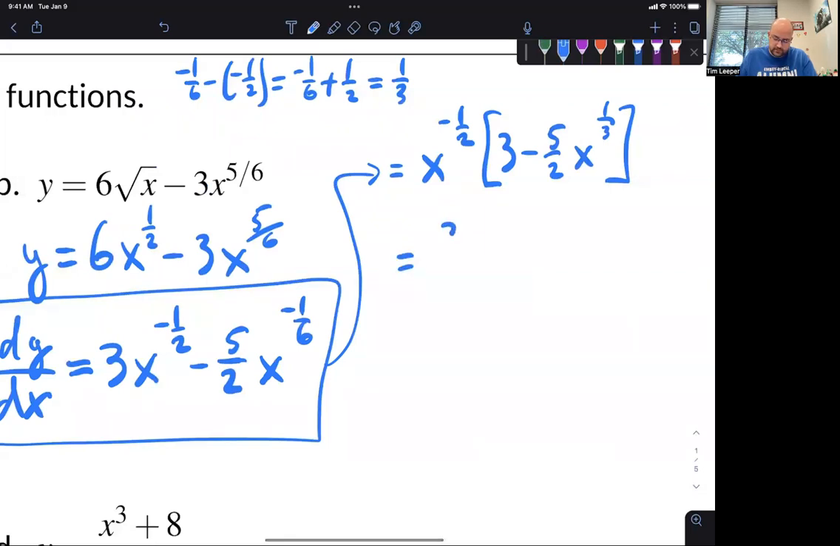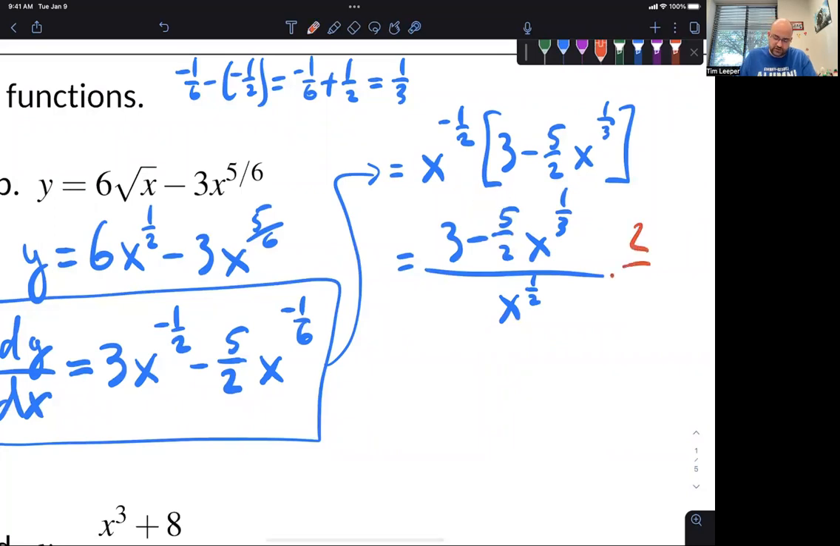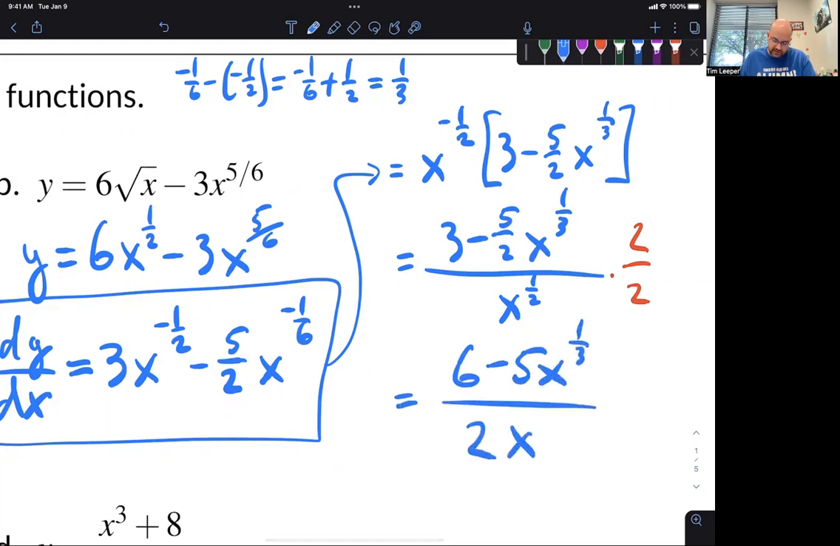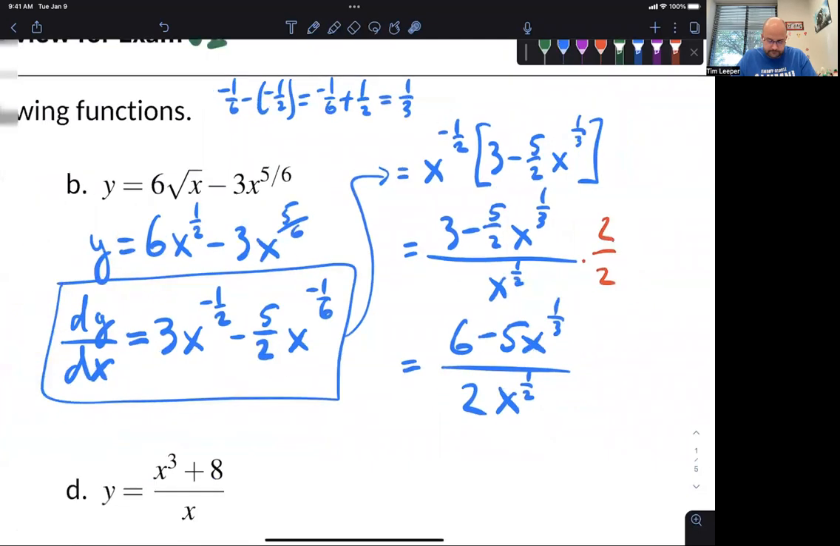So that would give me 3 minus 5/2 x to the 1/3 over x to the 1/2 power. And I don't like seeing a fraction within a fraction, so I can multiply both the numerator and denominator by 2, which is the common denominator here, and distribute that. That would give me 6 minus 5 x to the 1/3 all over 2 x to the 1/2 power, and I'm fine with that as well. So choose which one you want to stop at. And there you go. That's letter B.